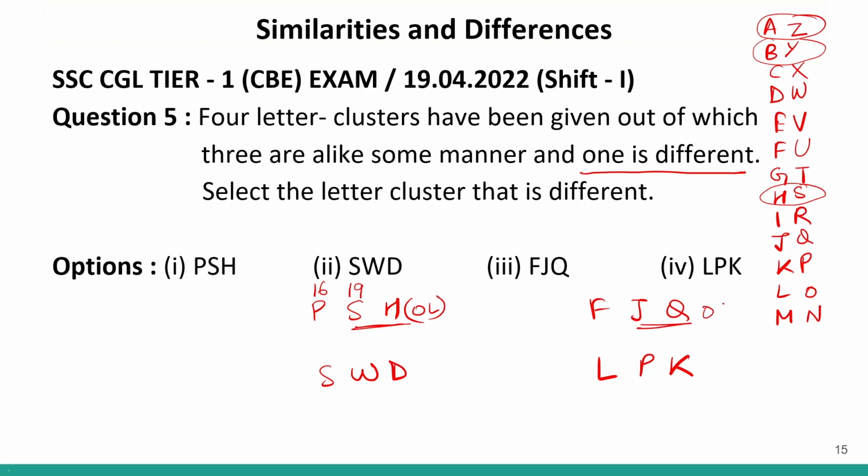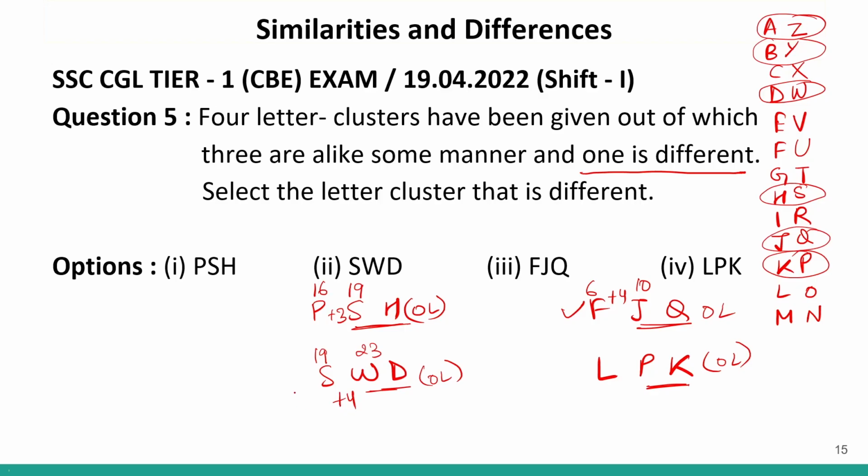Similarly, J, Q are also opposite letters. P, K also opposite letters, and W, D, these are also opposite letters. So these are all opposite letter pairs. Okay, now we have to see. Here we go plus 3. Now F is ranked at 6, J is ranked at 10. Here we go plus 4. So the next term will make it clear whether it is plus 3 or plus 4. Now S is ranked at 19 and W is ranked at how much? W is 23. So we go plus 4.